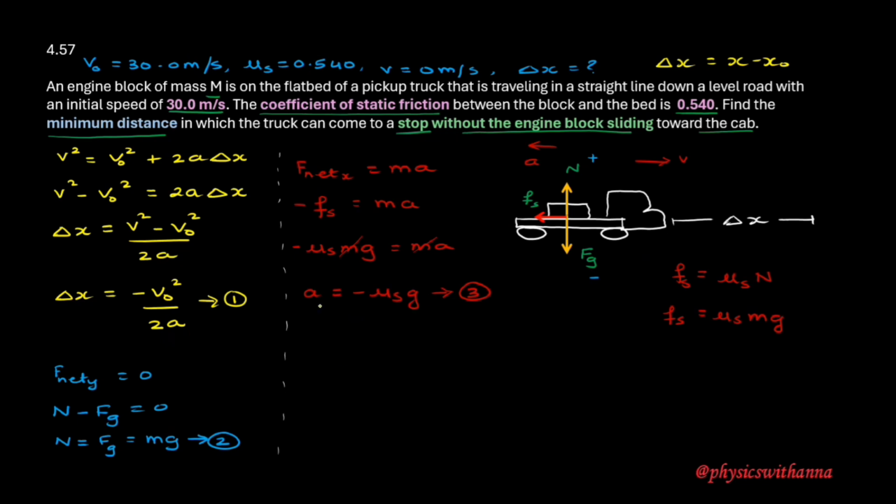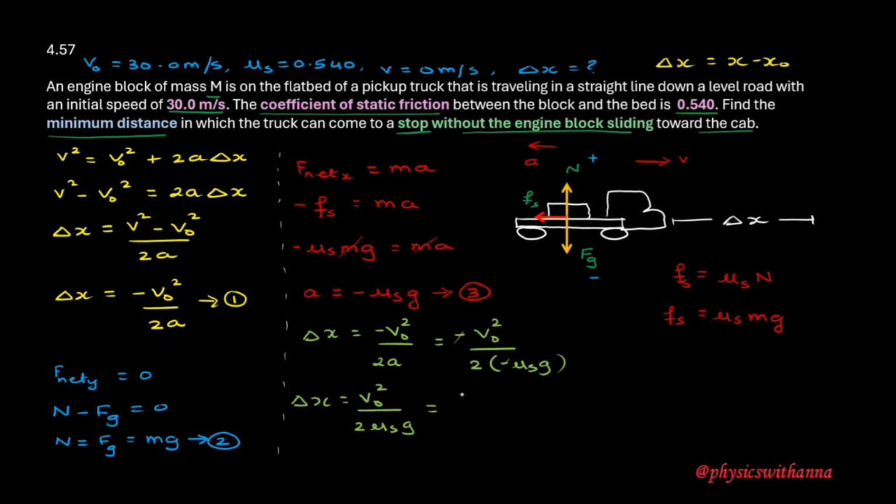Now we are going to substitute the value of acceleration from equation 3 into equation 1. In equation 1, we had delta x equal to negative v naught squared over 2 times a. Substitute acceleration here: negative v naught squared over 2 times negative mu s g. You can cancel off the negative sign here. That gives you delta x as v naught squared over 2 mu s g.